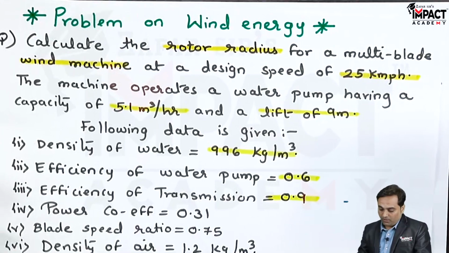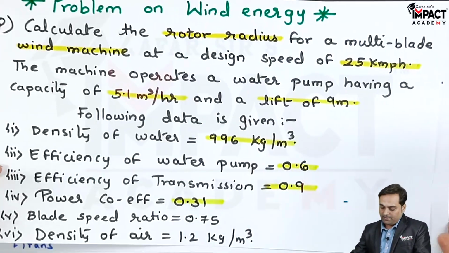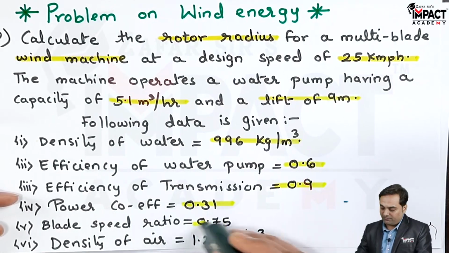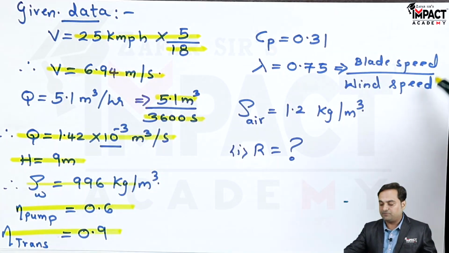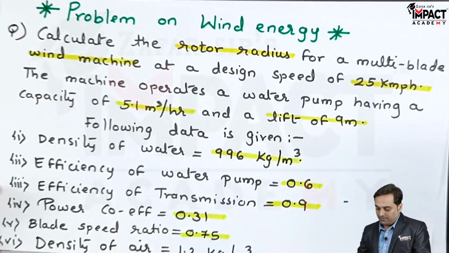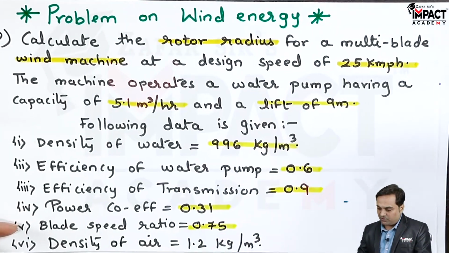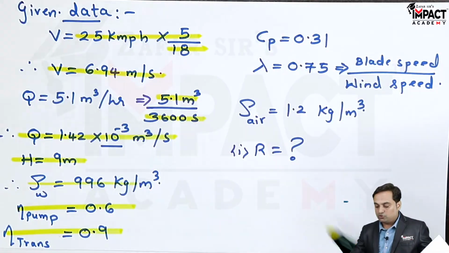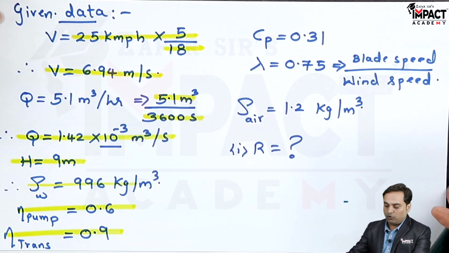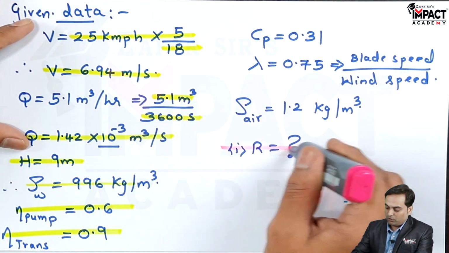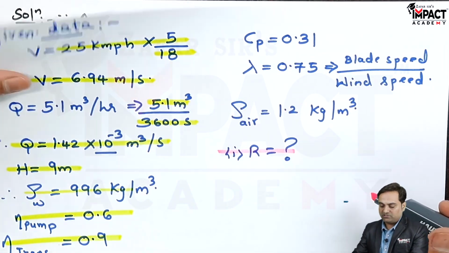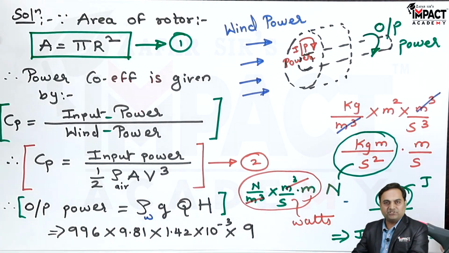Next, power coefficient is 0.31 denoted by C suffix P, and the blade speed ratio is 0.75 denoted by lambda. Blade speed ratio is nothing but blade speed upon wind speed. Then the density of air is given as 1.2 kg per meter cube. Air density is given, and out of all these data we have to calculate the diameter of the rotor or the diameter of the windmill. So once the data is understood, we can start with the question.